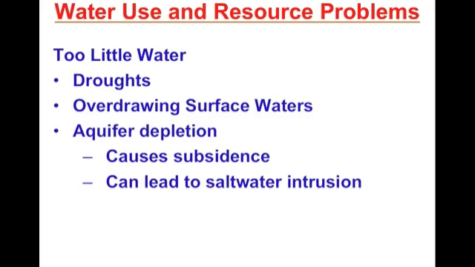Too little water is also a major problem in that it can be brought about through droughts. A drought is a prolonged period of time without precipitation. So if an area doesn't experience rain for a really long time, obviously the amount of water that's available will go down. Overdrawing of surface waters, so as we take water from our lakes, rivers, and streams, if the amount that we're taking is more than the amount that they're allowed to recharge or refill, then obviously those surface waters will be depleting, they'll be going down.